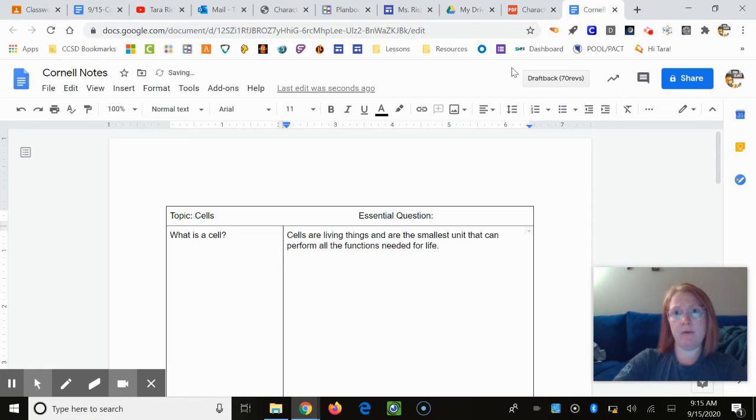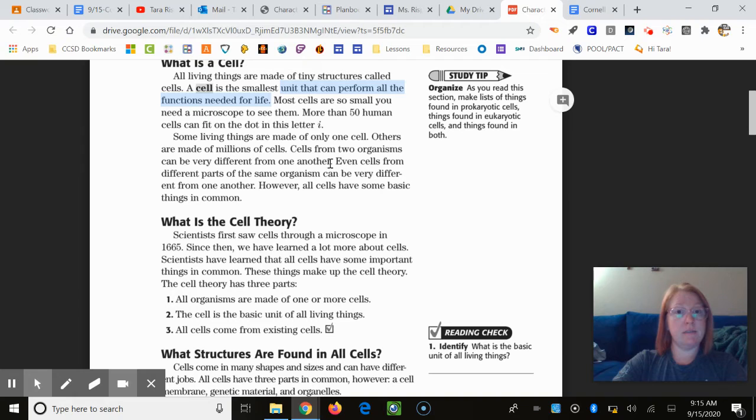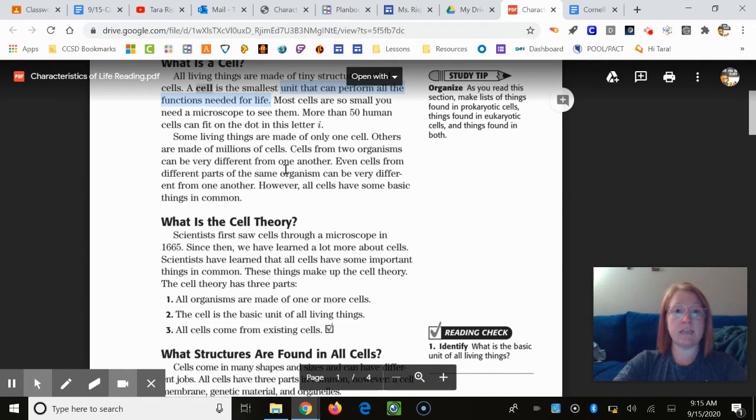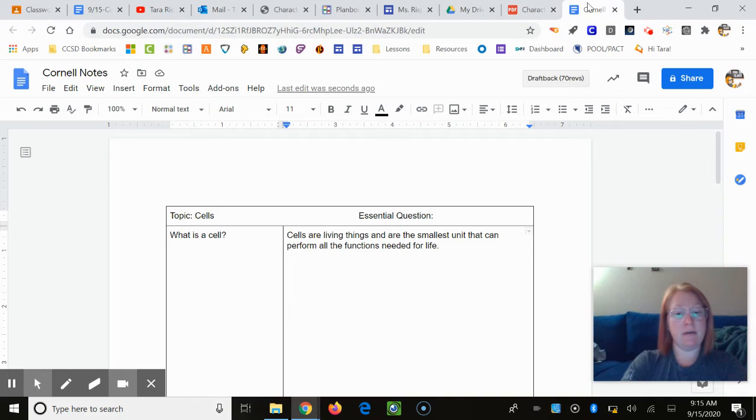And maybe I would want to put another little information about cells. Even cells from different parts of the same organism can be different. However, all cells have some basic things in common. So maybe I want to put that there. Cells have some basic things in common. Okay, then I can move on to my next topic.